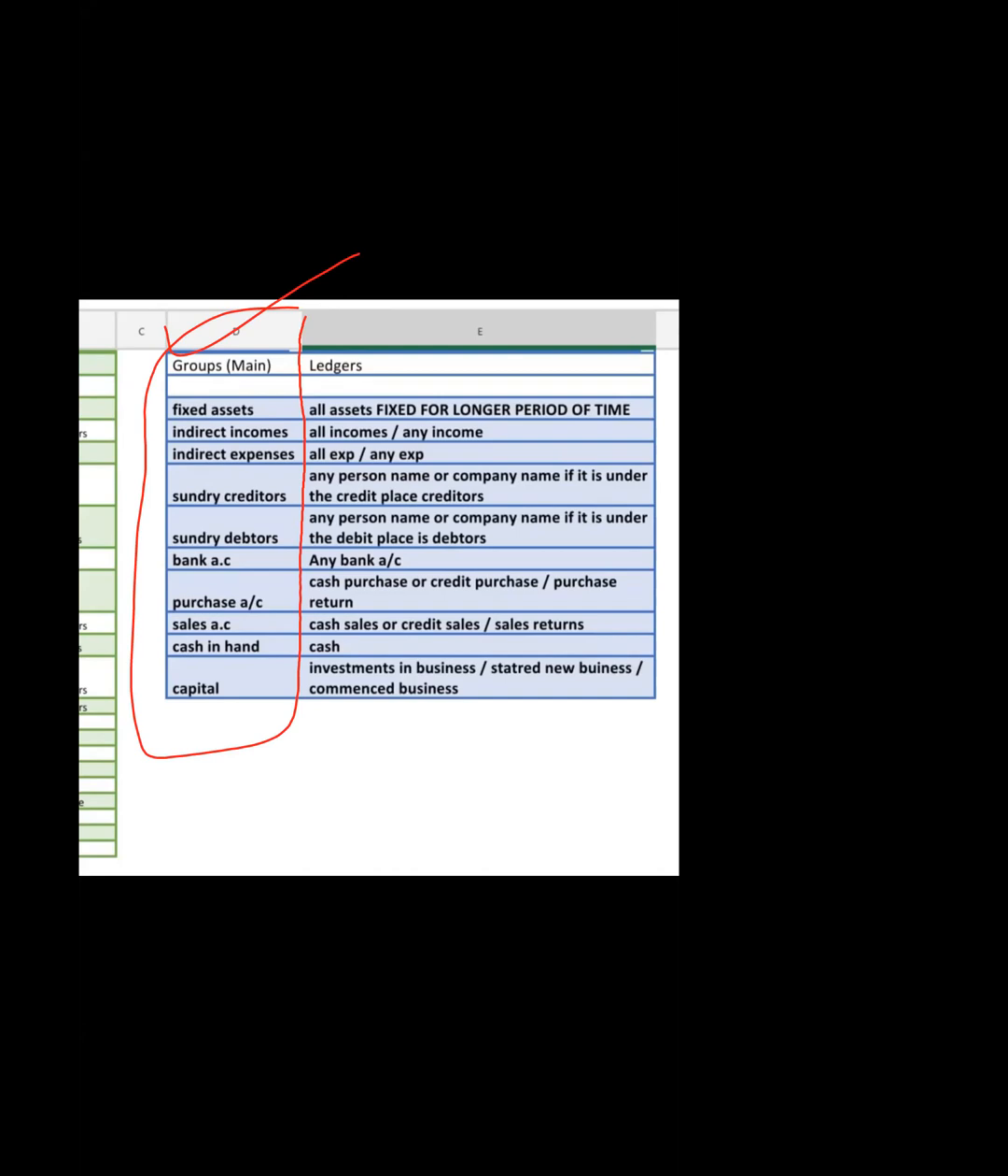Okay, so whichever asset is fixed for a longer period of time, more than 5 years, more than 10 years, that asset which is fixed in one place is called a fixed asset. It may be your furniture, machinery, raw materials, motorcycle, building, land. All these are called fixed assets, which are fixed for a longer period of time.